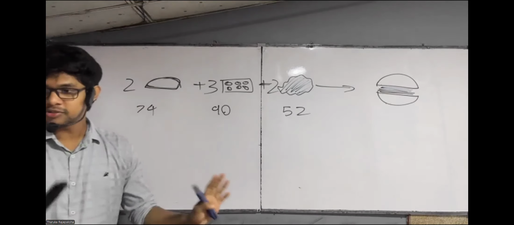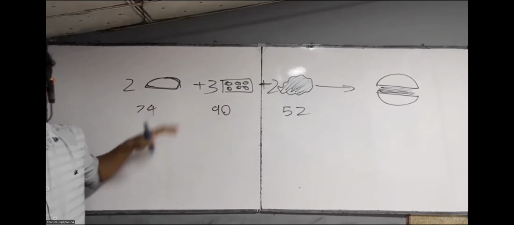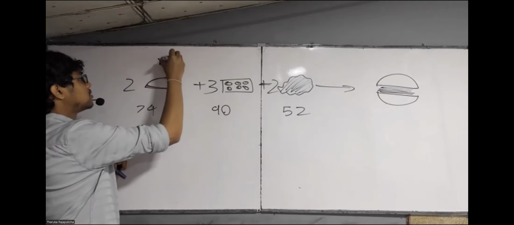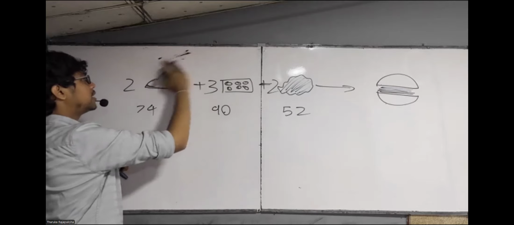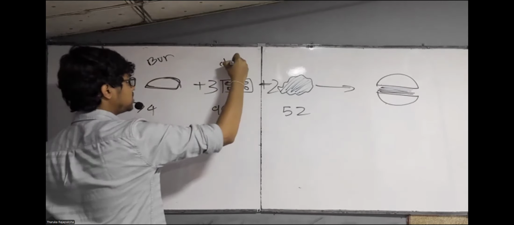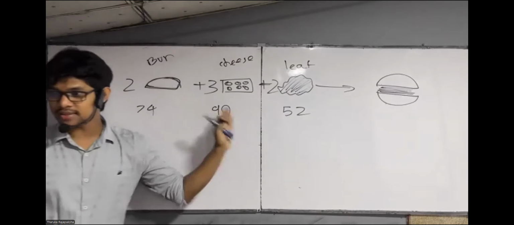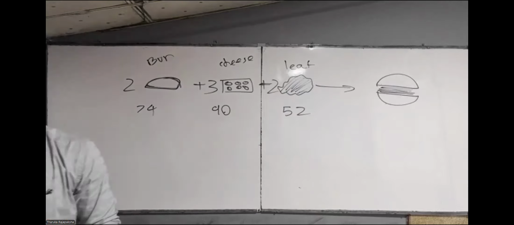Okay, first of all, tell me who's going to finish first. Leaves or cheese or bread? I'll tell you this, bread or bun, you can call it. I'll call it bun. The bun, and this one has cheese, and this one has leaf. Who is going to finish first? Cheese, the leaf, the bun. Who's going to finish first?